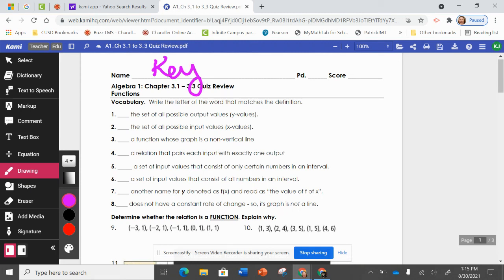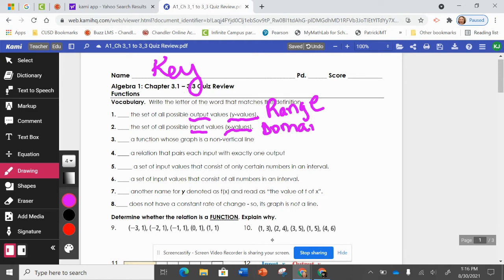Welcome back, everybody. Today we're going to take a look at our quiz review for Chapter 3, go over these answers in detail. Let's start with that vocabulary. So for the vocabulary, the key word here is the Y value. Y values in output means that this first one would be range. X values in input show us domain.